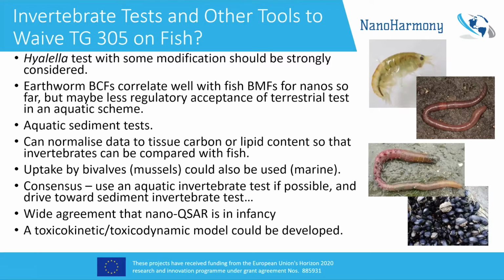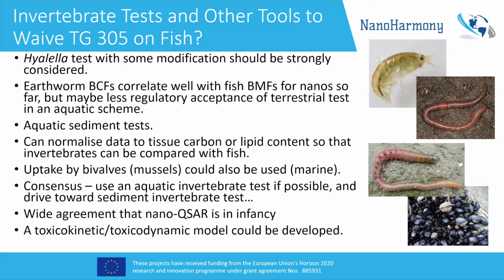Then we went on to discuss invertebrate testing, and one of the aspects here was trying to avoid going to animal testing with fish, vertebrate animal testing, if we could have a reason for waiving the need to do a TG305 fish bioaccumulation test. So we're thinking about a tiered approach to the testing with respect to animal welfare and minimizing the use of animals, vertebrate animals at least. There was a discussion about whether we could use data from invertebrate tests to give some context to bioaccumulation potential or the risk of bioaccumulation.